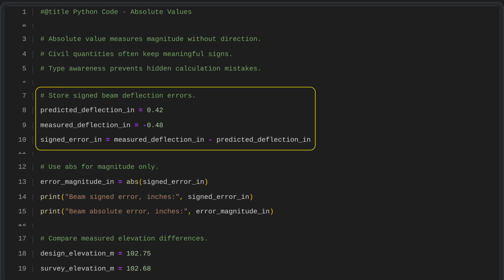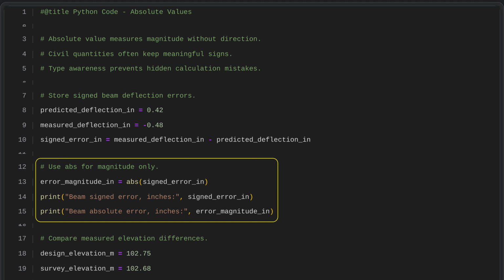The predicted beam deflection is 0.42 inches, while the measured deflection is negative 0.48 inches, meaning the beam moved in the opposite direction. The signed error is found by subtracting the prediction from the measurement, giving a difference that reflects both the size and direction of the error.